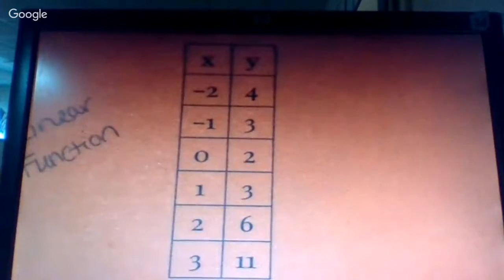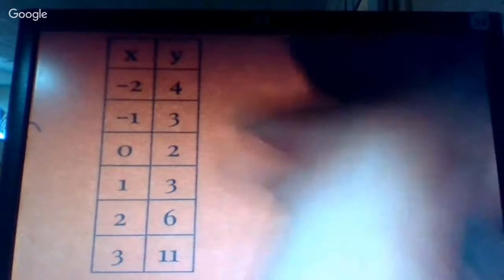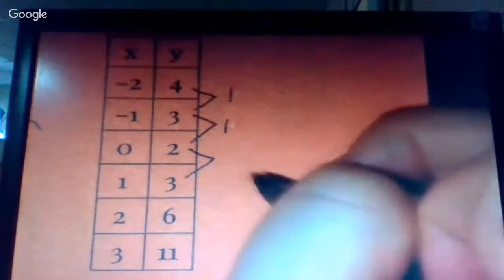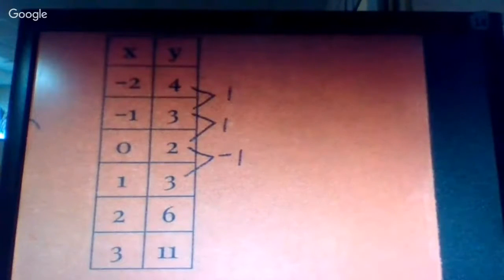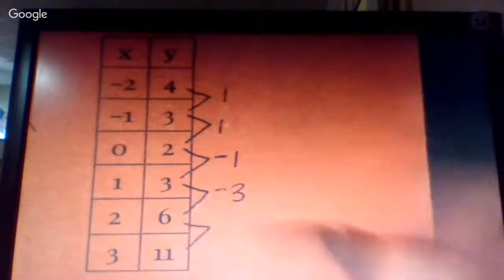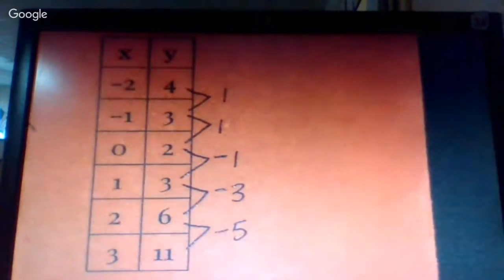Your name's Charles. All right, let's see about this one. What if I take 4 minus 3? 1. 3 minus 2 is? 1. What's 2 minus 3? Negative 1. It's a negative 1. 2 minus 3 is a negative 1. What's 3 minus 6? Negative 3. And 6 minus 11? Negative 5.